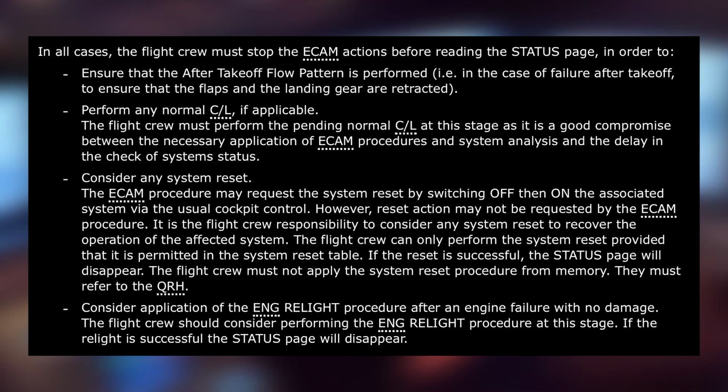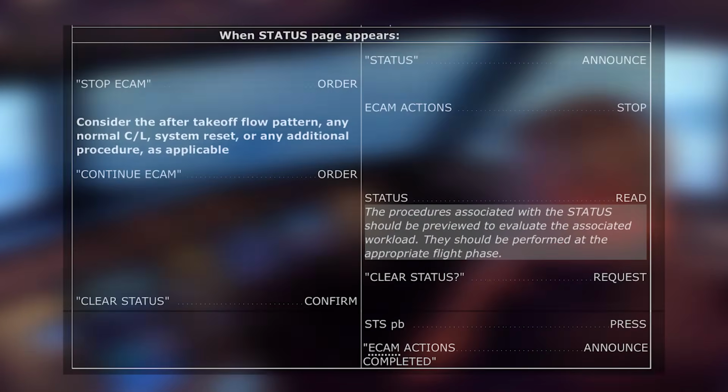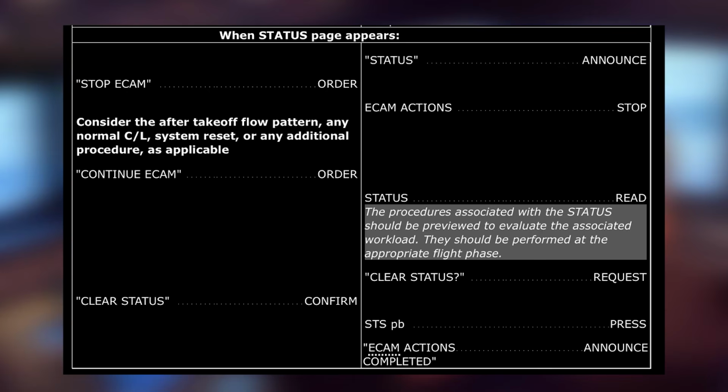Consider the need to complete the after takeoff flow. Perform any normal checklists that may be pending. Consider any system reset procedures. Consider the application of the engine relight procedure after an engine failure with no damage. Again, please ensure that when you get to the status page, you always stop ECAM to address these 4 considerations.